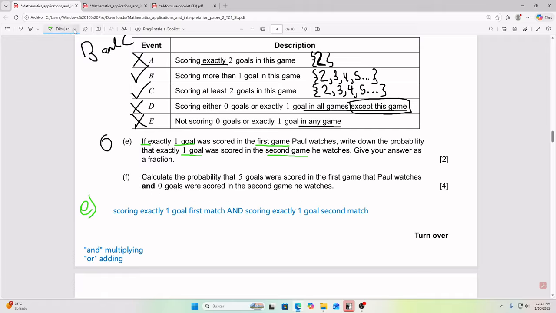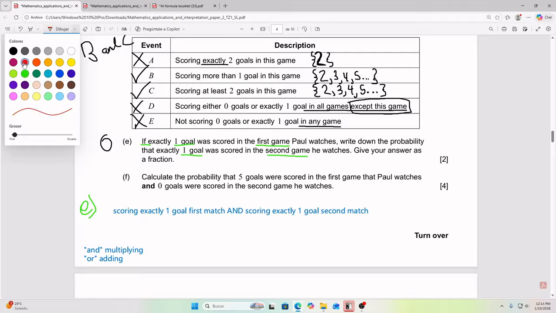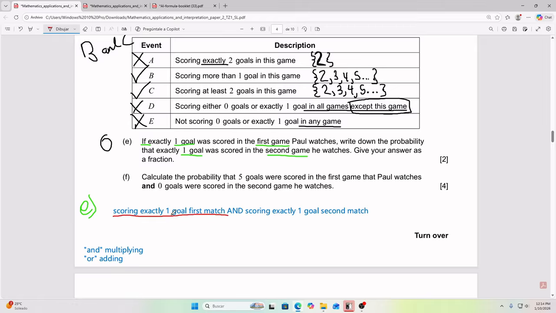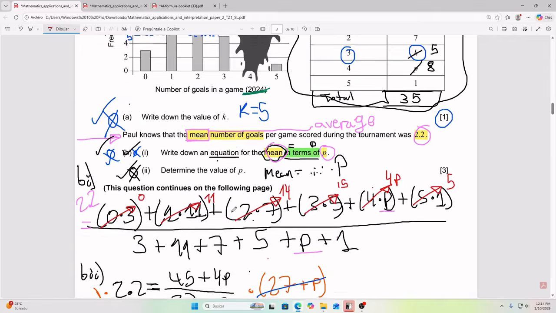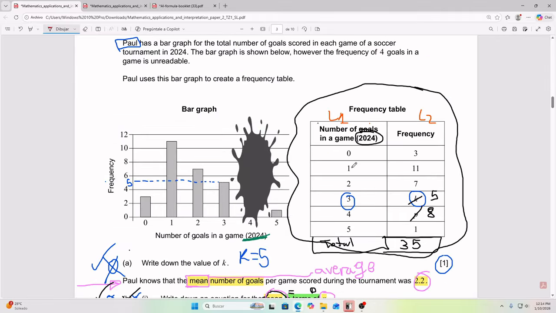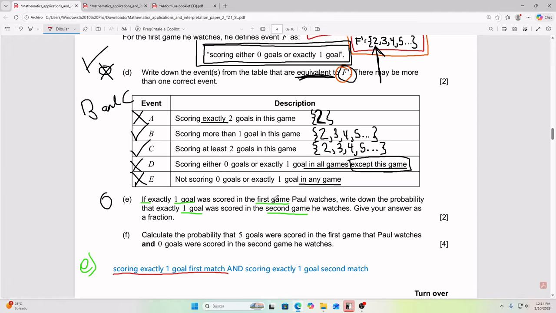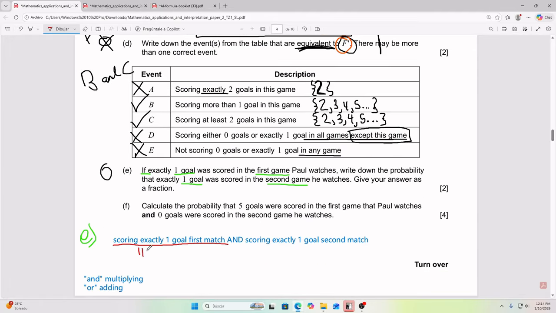So for this first part that I will be expressing in, let's say, red, so 1 goal first match, well, 1 goal here, apparently there were 11 cases of 1 goal, and our total, as we said earlier, is 35. So the probability of scoring 1 goal, which were 11 cases out of 35, 11 out of 35. So scoring exactly 1 goal is going to be 11 divided by 35. Here we have the and, which is going to be multiplying, and scoring exactly 1 goal the second match.